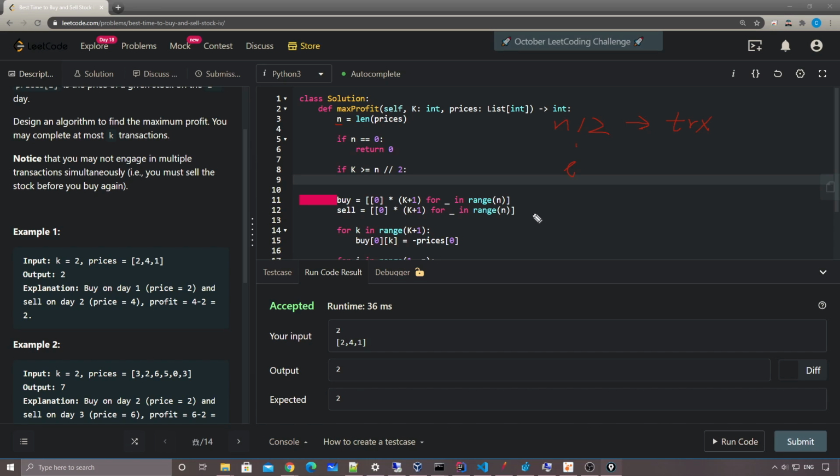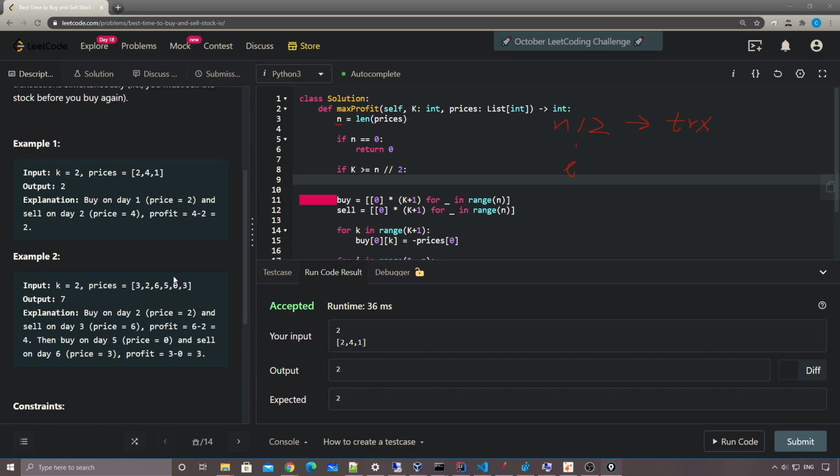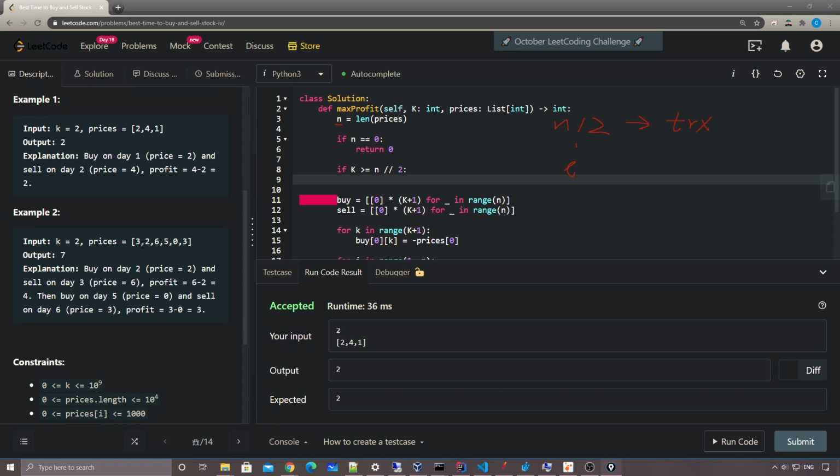So let's say, for example, this one. If the k is so big, let's say if the k is 100, right? So for this one, now the problem becomes easy. So we can simply do what? We just check if the current value is greater than the previous value. So we start from 2 here.